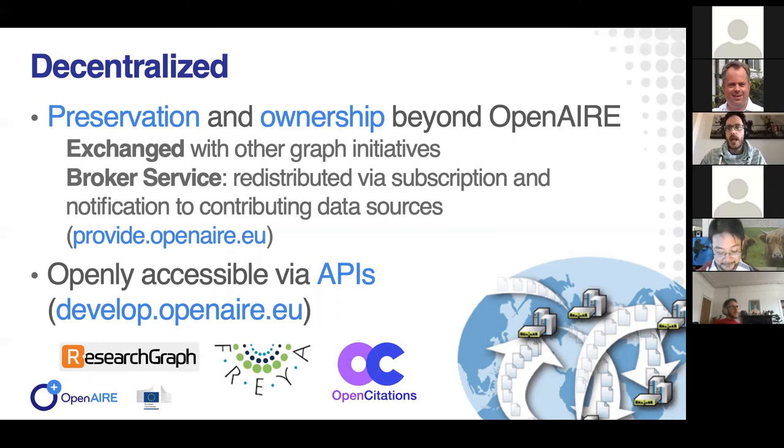So we exchange anything we have with other graph initiatives, such as the Research Graph, FREYA, and OpenCitations. And we also feed it back to the data providers, to the data sources that at the beginning are the first source of anything we have. So with the broker service, which is part of the provide service of OpenAIRE, we send everything back as notifications to whoever is subscribed to specific topics. This is how we safeguard our effort against possible catastrophic future events.